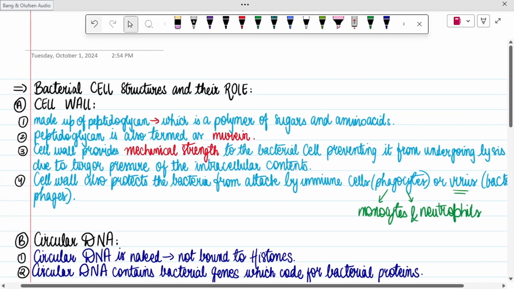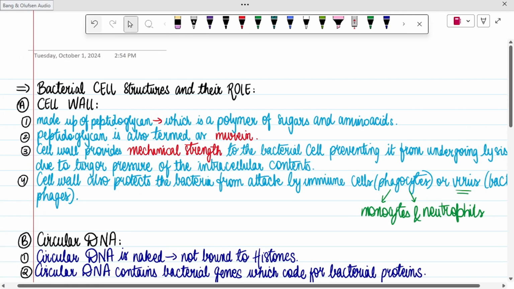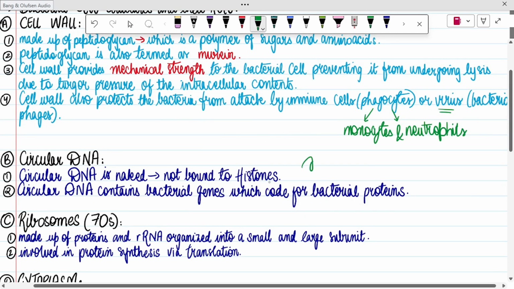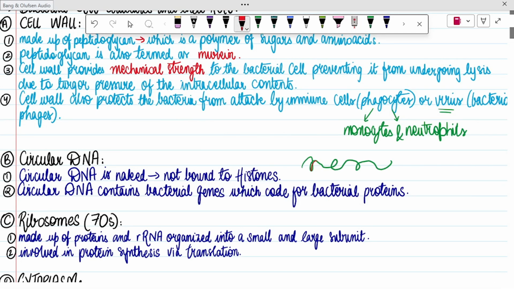Now, the circular DNA. Circular DNA is naked. Why is that so? Because it is not bounded by your histone protein. Normally, histone proteins इस तरह होते हैं कुछ. And it is found in your linear DNA. But here structure is absent in your bacterial cell.